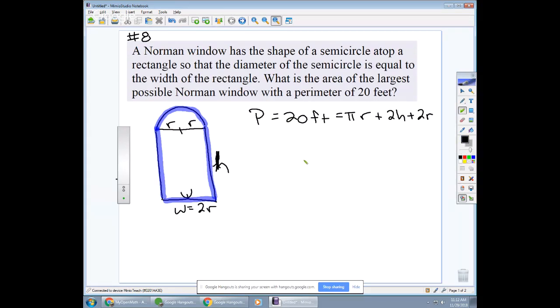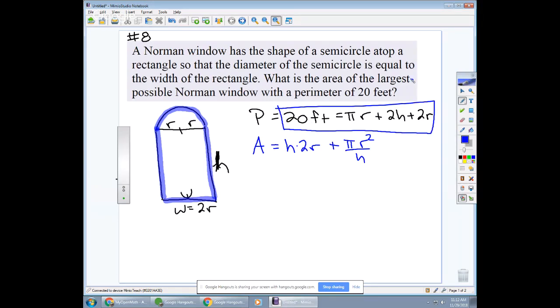Next, area formula. Switch colors. So area, in this case, is going to be H times 2r for the rectangle, plus half of pi r squared for the top. Problem here is I have too many variables, so I'm going to have to use this to whittle down my area formula, because we are trying to find the largest area based on a fixed perimeter.